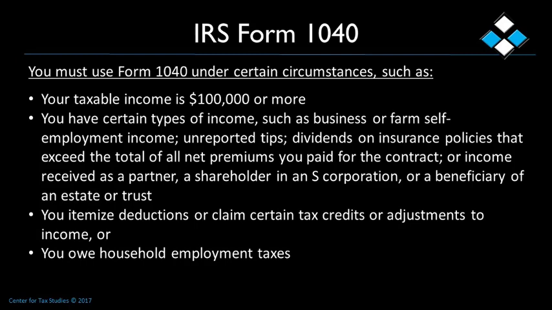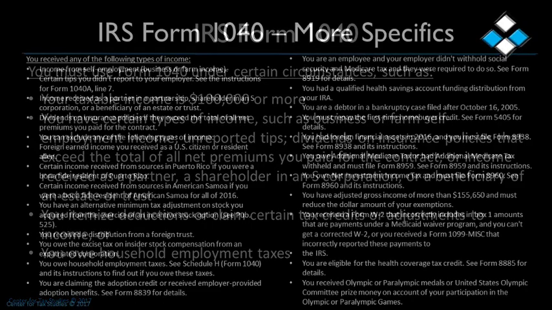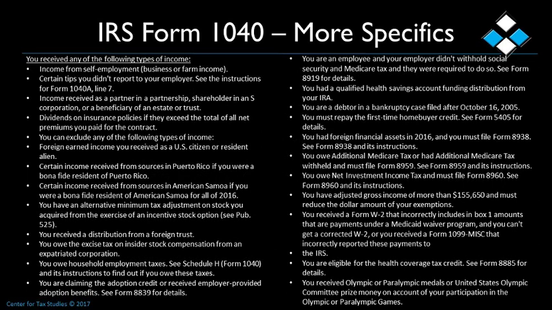Here, you can finally itemize so that you can reduce your income further, and you owe household employment taxes, such as if you hire an au pair or a nanny or something like that. Here you'll see a couple of instances where you must use the 1040. My favorite is that you received an Olympic or Paralympic medal from the United States Olympic Committee, prize money, or on account of your participation in the Olympics or the Paralympics. So that's really cool.